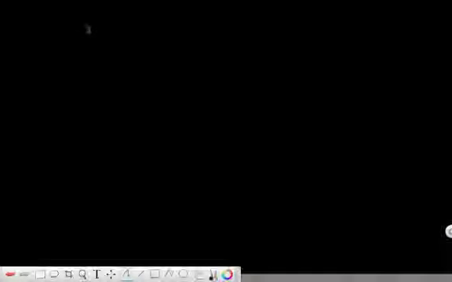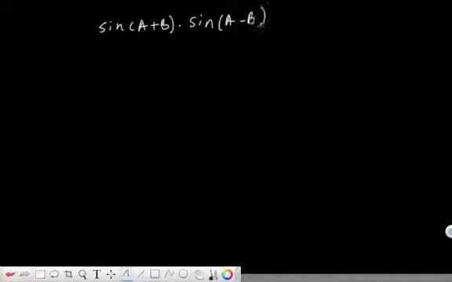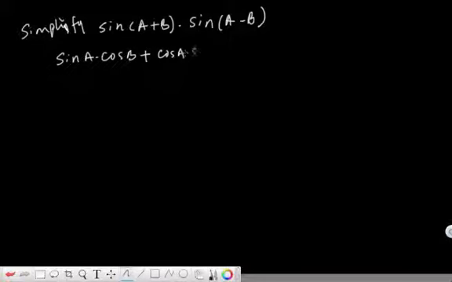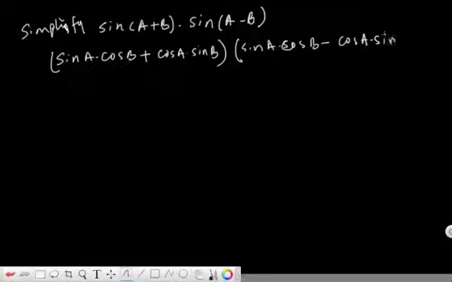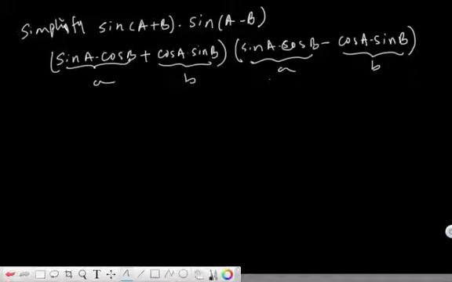Now let us work on another problem. Simplify the equation sine of a plus b times sine a minus b in terms of only sine function. So let's work on this. We know from our previous identities that sine of a plus b is sine a cos b plus cos a sine b, and that times, again we know from our previous identity, sine a minus b is sine a cos b minus cos a sine b. So if you observe this, this is in the form of a plus b times a minus b, which is a square minus b square.